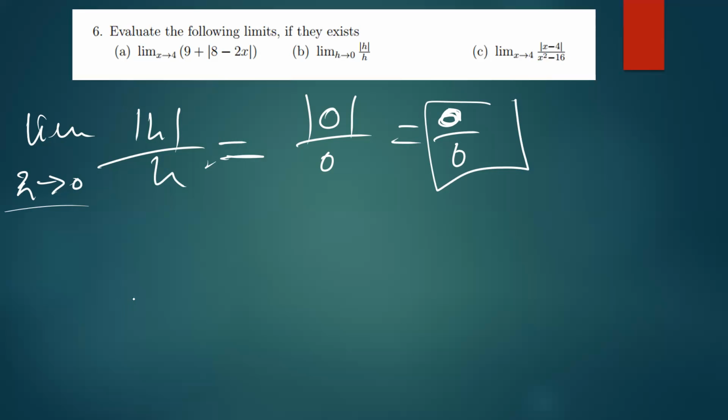Now let us find the limit of this expression. So how do you do that? You first get the left and the right, you compare them. If the solutions are the same, then you conclude that the limit exists. But if the solutions are different, then you say the limit does not exist. All right, so let's quickly move on to part C.